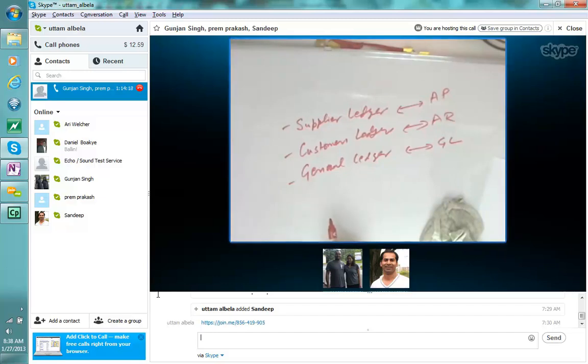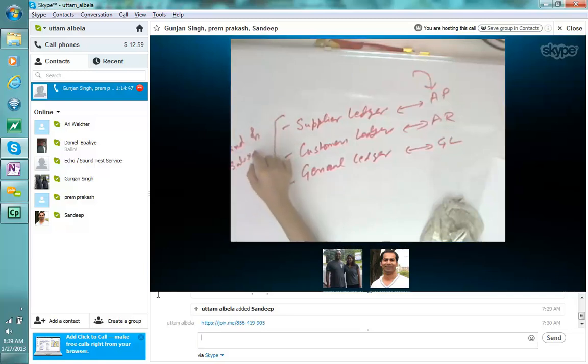Have you heard these names, William? SAP has this terminology, AP, AR, GL. In fact, any accounting system, any ERP system will have some. Now the difference is actually supplier ledger and customer ledger are a kind of subsidiary ledger.